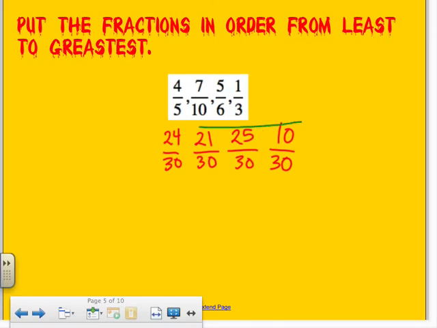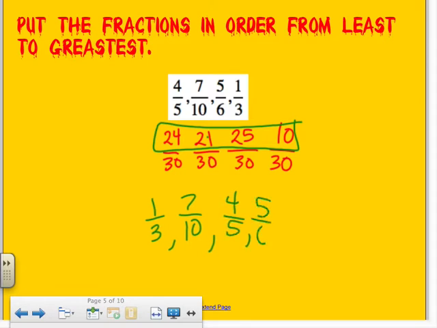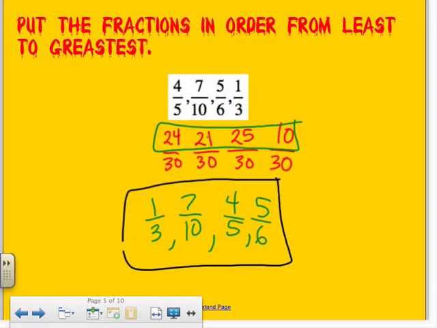Make sure they're correct. And now I need to look at my numerators to put them in order. So that means 1/3, which is the 10, is the smallest. Then the 7/10 is next, followed by 4/5, and finally 5/6. So those are my fractions in order from least to greatest using the equivalent fractions.